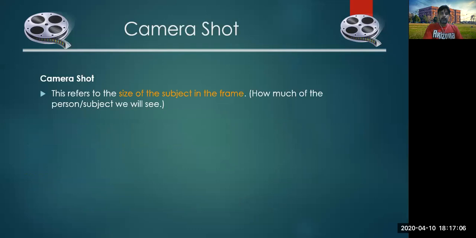So this actually refers to the size of the subject in a frame, because when your camera opens, it has a specific frame. So in a frame, the size of the subject is called shot, or the area that is covered by the person or the subject is called shot.